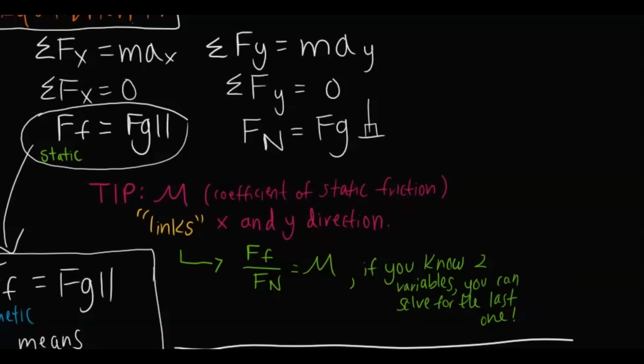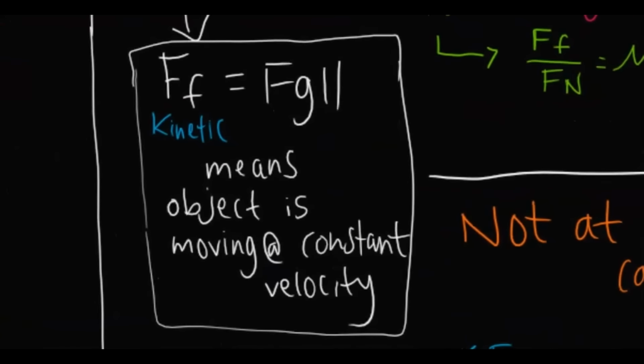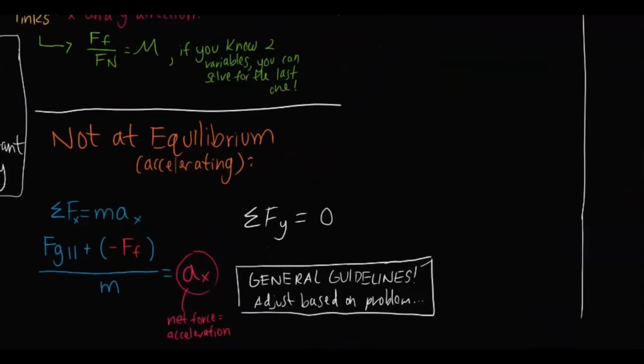Force of friction, we know acts in the x, and force normal acts in the y. And so that's sort of that link whenever you have a problem that's asking for one of those variables. And here's another thing where force of friction kinetic, if it does note that, means that the object is moving at a constant velocity, right?